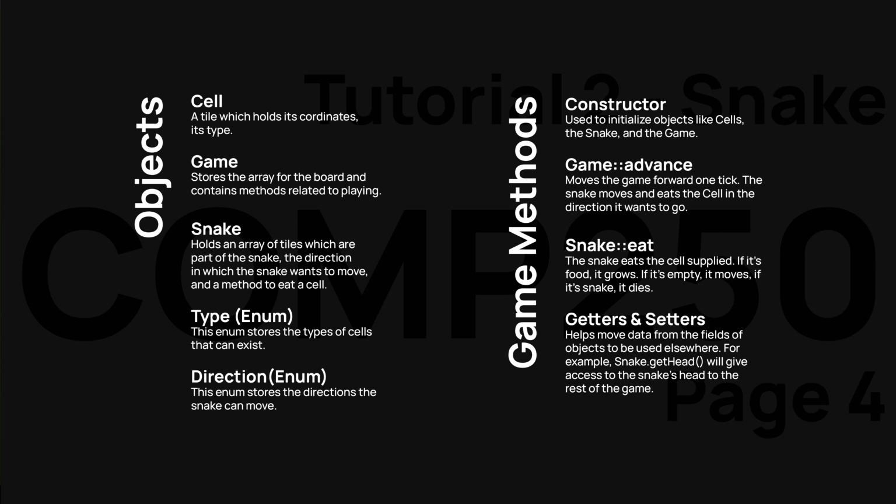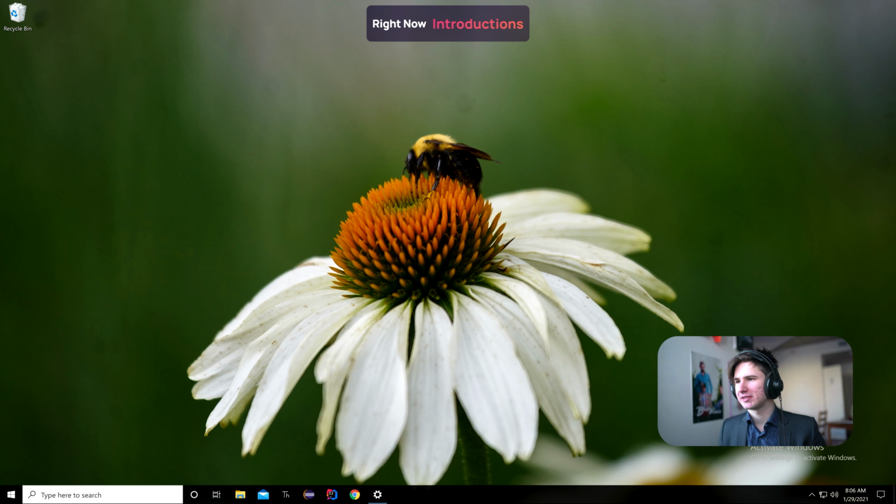And the methods we're going to be writing are the constructors for each class, a method called advance for the game, a method called eat for the snake, and these getters and setters, which can get and set various variables. Now, I'll transition over to my computer here. If anybody has any questions about the slideshow, now is the time to ask.